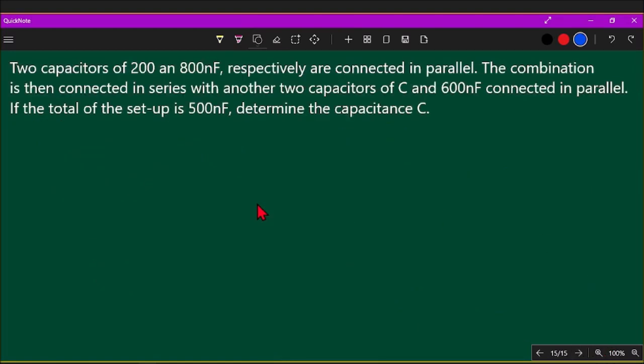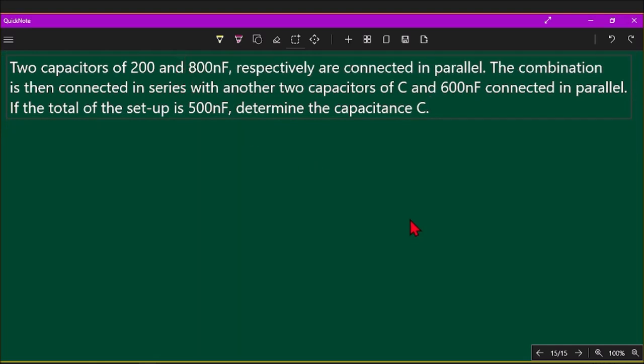Now, two capacitors, 200 and 800 nanofarad respectively are connected in parallel. The combination is then connected in series with another two capacitors of C and 600 nanofarad, which are connected in parallel. If the total capacitance of the setup is 500 nanofarad, we need to determine the C. So we need to determine the capacitor which is in parallel with our 600 nanofarad. Okay. So solution.